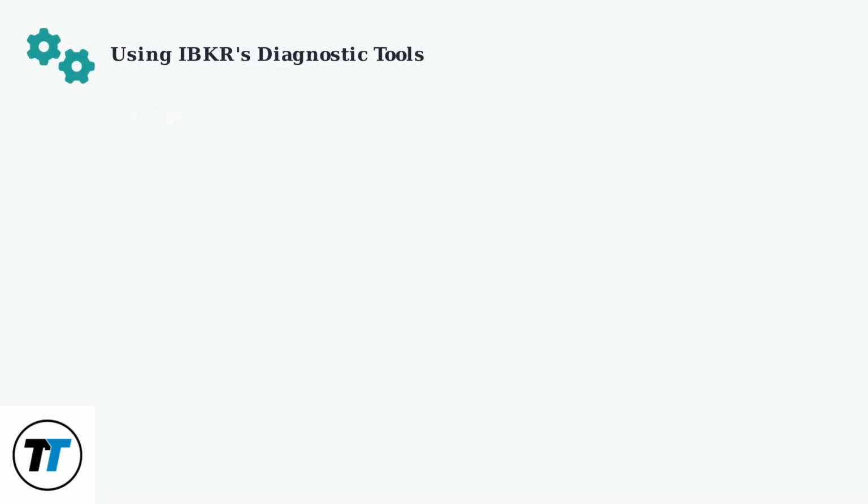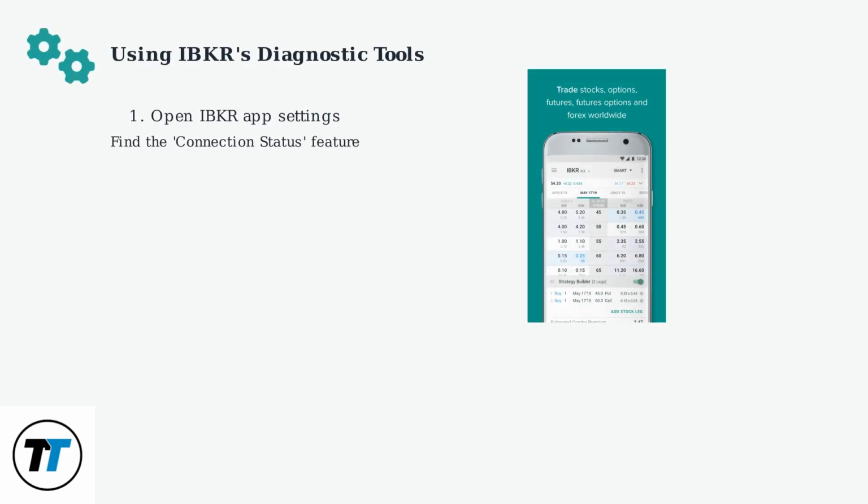The IBKR app includes built-in diagnostic tools to help identify connection problems. Start by accessing the app's Settings menu and locate the Connection Status feature. This tool provides real-time information about your connection health and can pinpoint specific issues like network failures or authentication errors. Once in the Connection Status tool, review the indicators for any red flags or error messages. This helps you understand if the problem is on your end or requires IBKR's intervention.